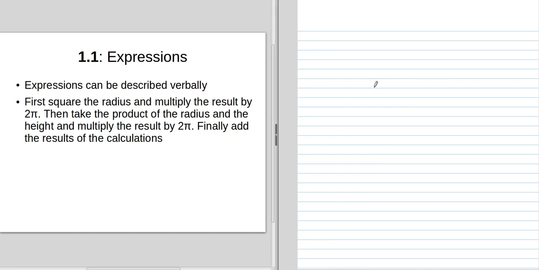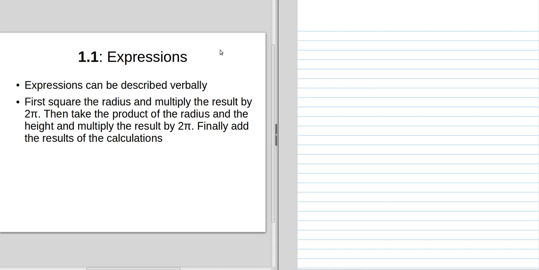We can also describe an expression verbally. For instance, we might describe an expression in the way that's written on the slide to the left. First, square the radius and multiply the result by 2 pi. Then take the product of the radius and the height and multiply the result by 2 pi. Finally, add the result of the calculation.